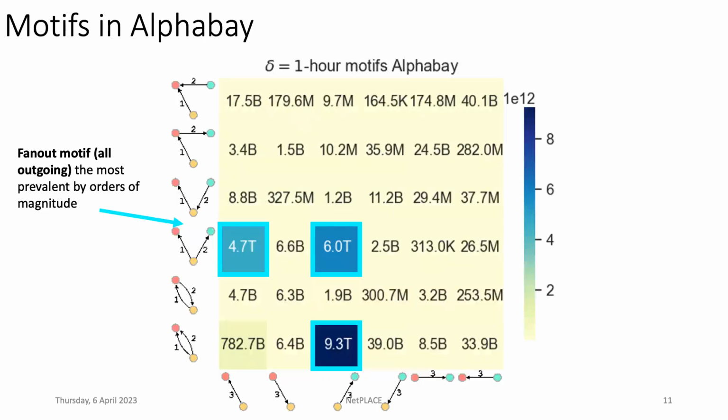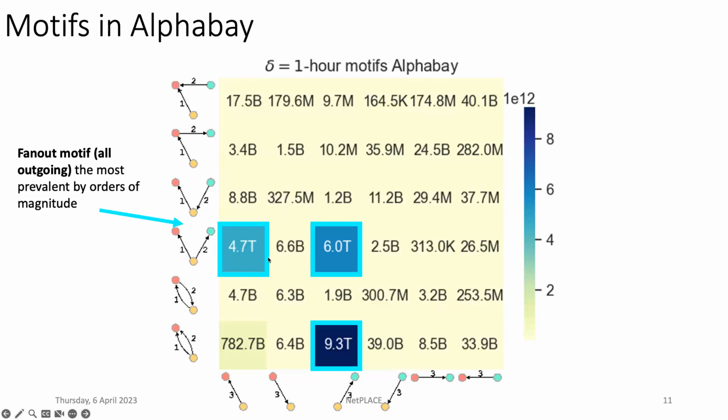To give a first glance of the motifs that we see in AlphaBay, we'll show this grid, and we restricted this to motifs that complete just within 1 hour, so focusing on quite short range patterns in the data set. The way that these are enumerated is the column down here shows the first 2 edges of the motif, and then the row shows the last edge of the motif. So for instance, this one is someone sending another person 3 separate transactions.